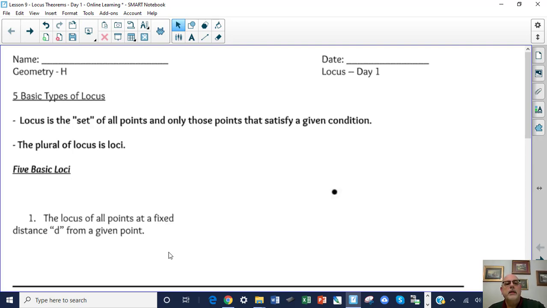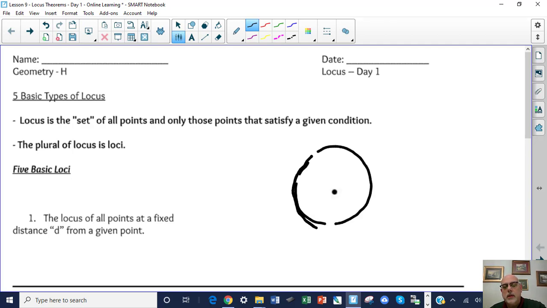So let me get a pen. I'm going to try something new here. So that's a circle, believe it or not. And the set of all points at a given fixed distance D from the center, that's a circle. And that distance D is the radius. So when you're given one point and you want the set of all points fixed distance from that one point, your response is a circle.